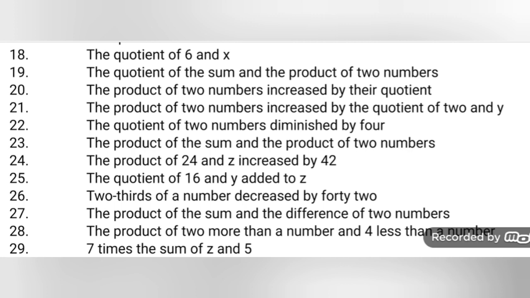And then the product of the sum and the product of two numbers. Okay, the product of the sum. So we have to get first the sum. Sum of two numbers is x plus y. And then the product of two numbers is xy. And then their product. So that's x plus y times xy.